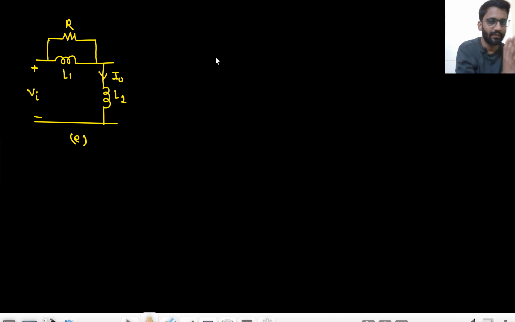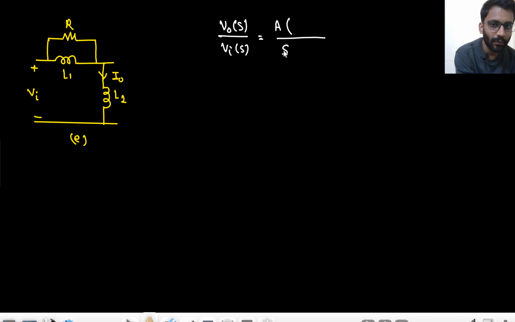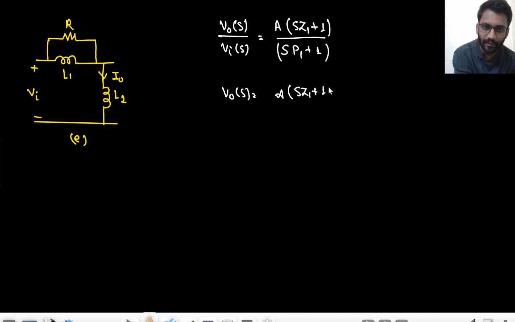So for voltage it was a first order circuit, right? For voltage it was a first order circuit. I don't really know where my zero is, where my pole is, anything. So I will just write down the expression. I will be having a DC gain, a single pole, and a zero as well. I don't know the location of the pole or the zero. So my V naught S will simply be A into (S upon Z1 plus 1) upon (S upon P1 plus 1) into V in S.